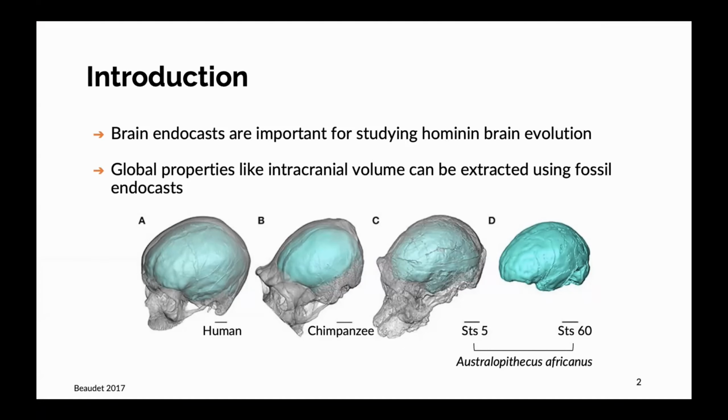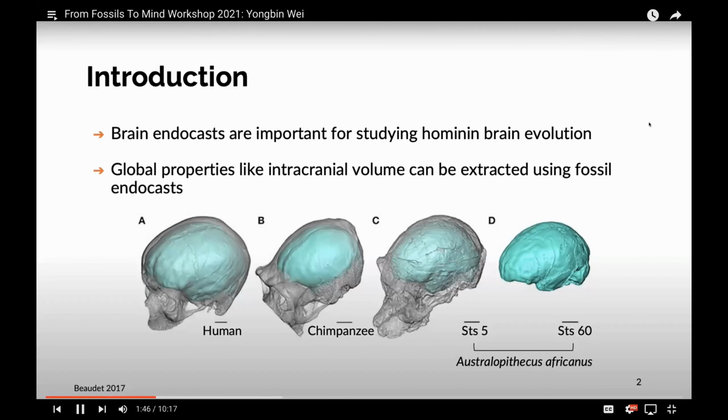We can easily extract some global properties like intracranial volume from the endocast. For example, we can design a study and extract the intracranial volume from human, chimpanzee, and the endocasts of hominid fossils. In this way, we can compare the intracranial volume, which can help us understand the evolution of the entire brain size. However, we also noticed that there are large regional variations in human brain evolution. For example, if we compare the human brain to the brain of chimpanzee, we can notice that the expansion of surface area in frontal cortex is much larger than the expansion in primary regions like the occipital lobe. So we were always very interested in this kind of regional variation, which may help us understand the evolution of brain function.